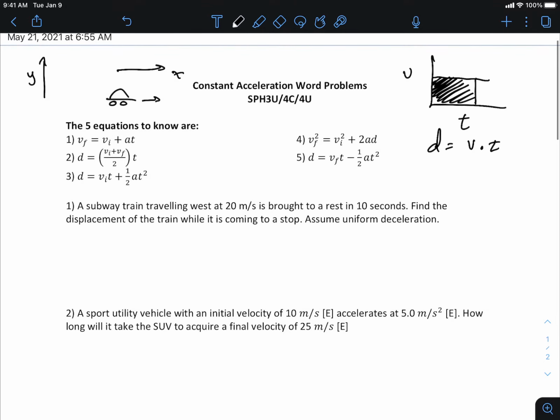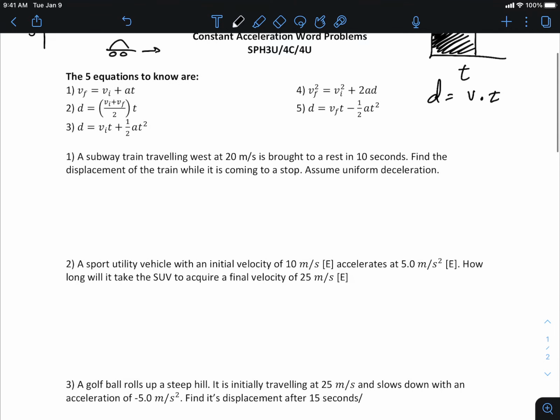When I come down to number one: a subway train traveling west is brought to a rest in 10 seconds. Find the displacement of the train while it's coming to a stop. Assume uniform deceleration. That means your acceleration-time graph would look like this. There wouldn't be any changes in the acceleration. We're just going to get a number that represents acceleration.